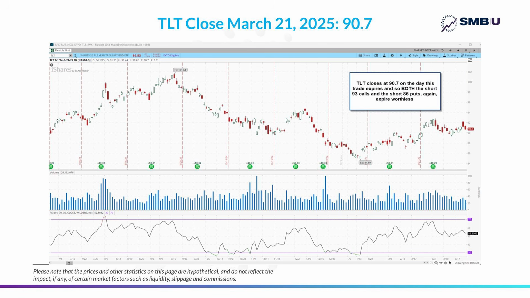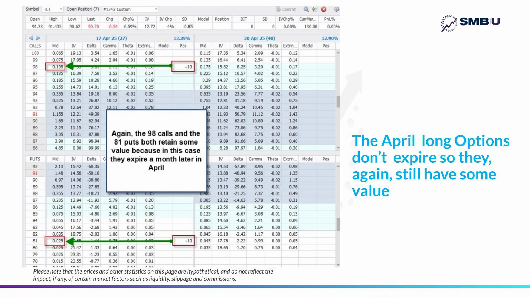If we move to March 21st, when the short options in this double diagonal expire, you'll see that TLT closed at 90.70 that day. So again, just like last time, both the short calls up at 93 and the short puts at 86 both expire worthless, because TLT's price expired between the strike prices of the short puts and the short calls, just like last time. And when we look at the surviving long calls up at 98 and the long puts down at 81, again, they expire with a little bit of value, with the 98 calls priced at 10 cents and the 81 puts priced at 2 cents.